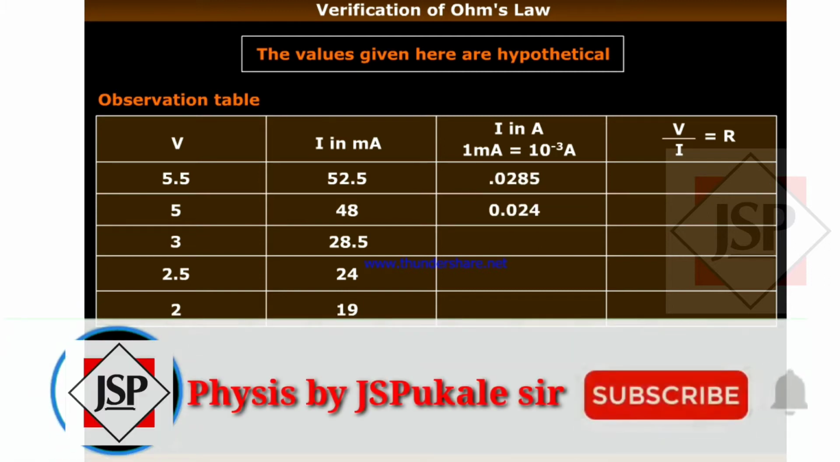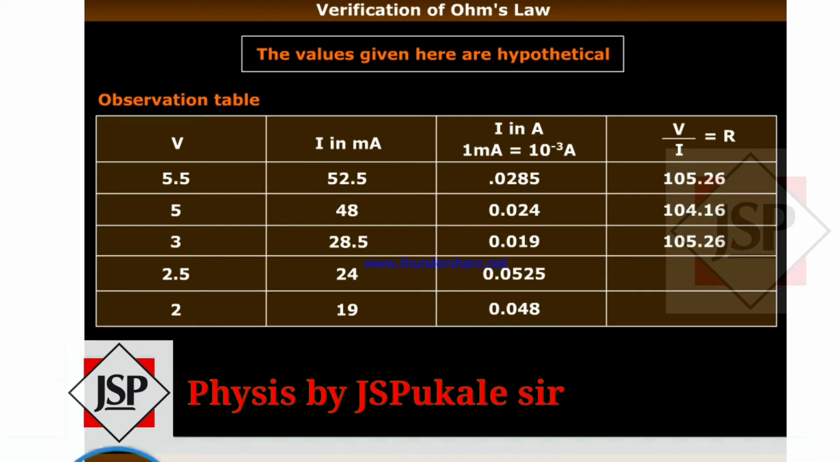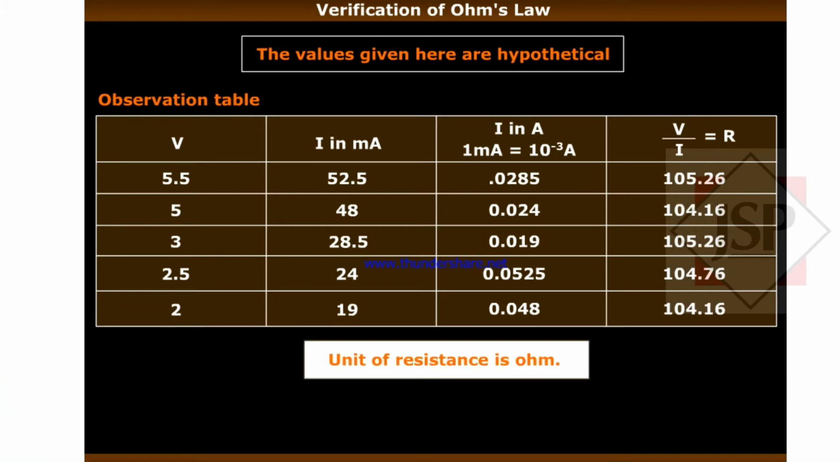Calculate V by I in each case. The value of V by I is found to be equal to a constant R, which is the resistance of the conductor, thus verifying Ohm's law. This holds good only if the temperature remains constant.